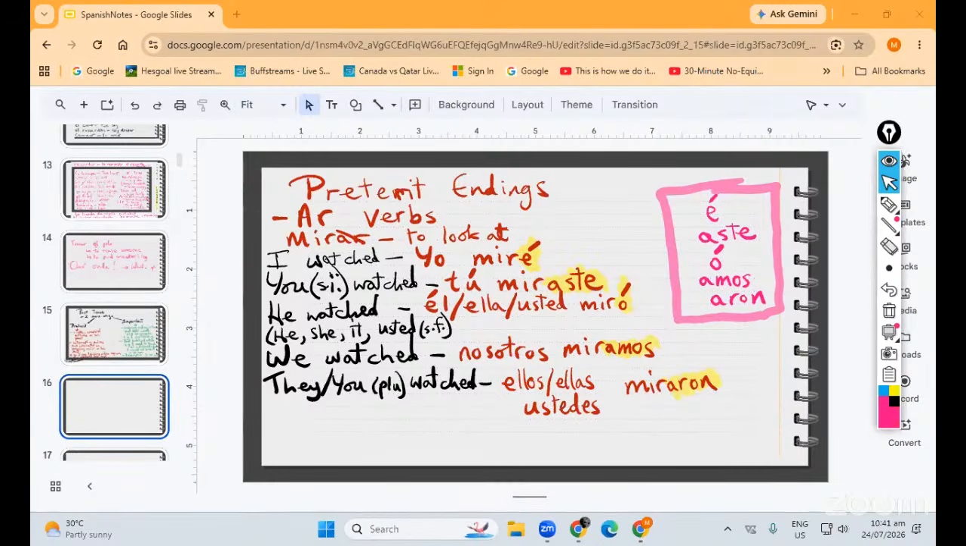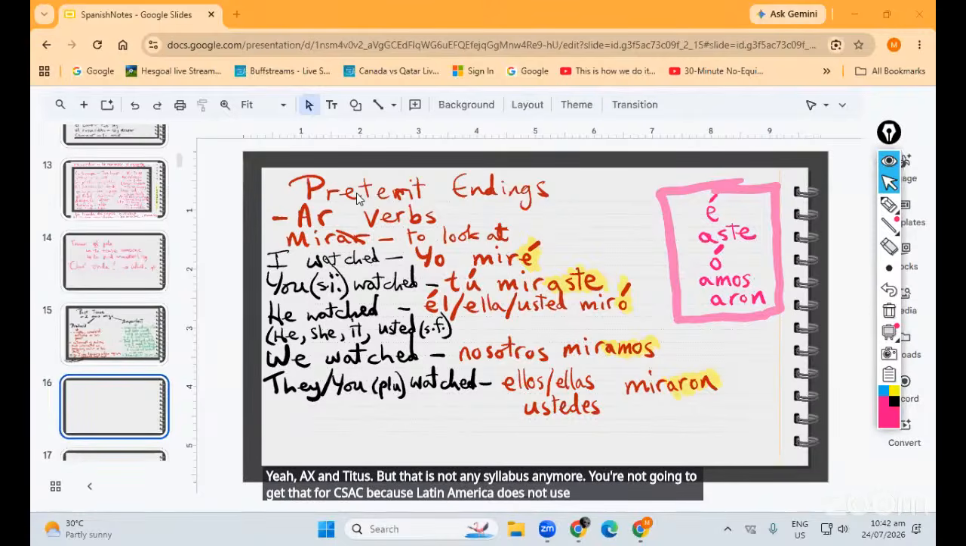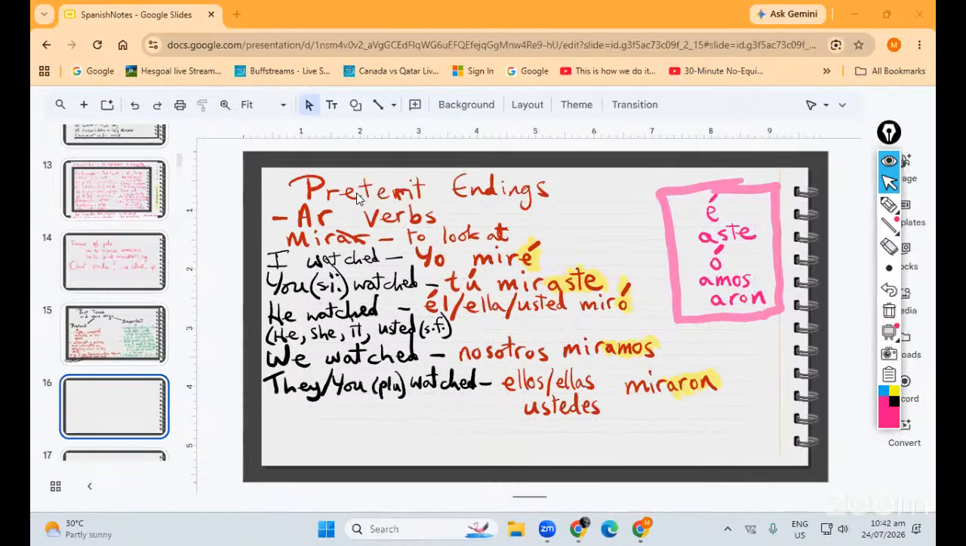The conjugation for the vosotros form is -áis. Wait, hold on. Miramos. Yeah, á is, but that is not on the syllabus anymore. You're not going to get that for CSEC because Latin America does not use vosotros. So if your school is an overachiever school and they teach it to you, great. But don't use it to answer anybody, and don't write it on the exam.